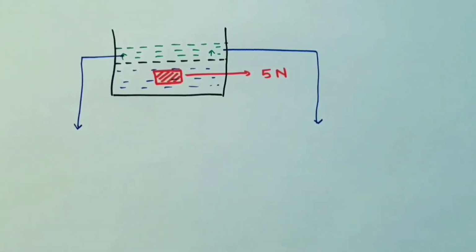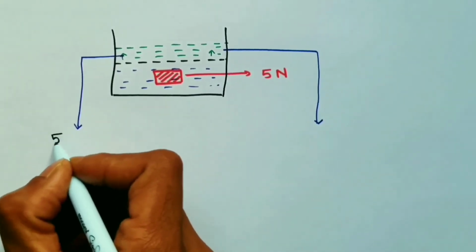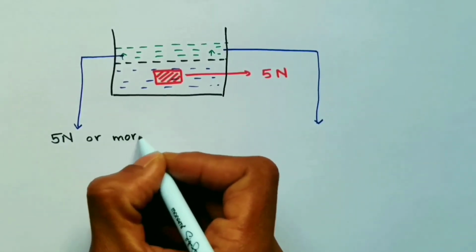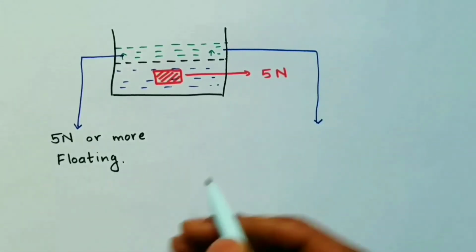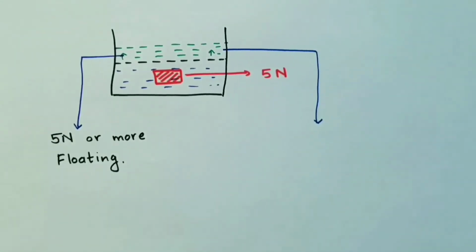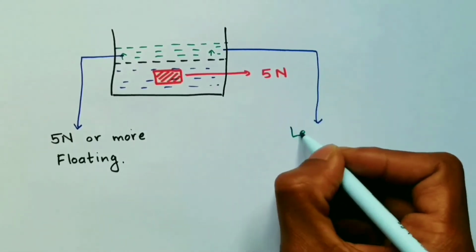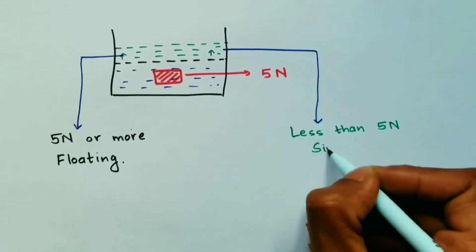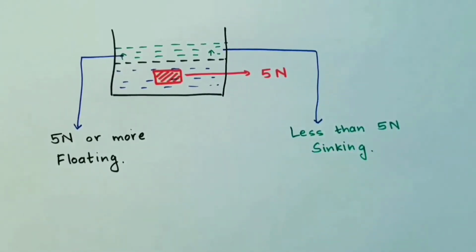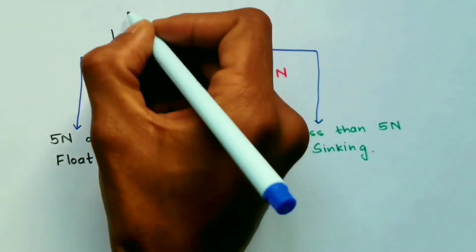The weight of displaced water can be 5 Newton or more than 5 Newton, in which case the object will float, or it can be less than 5 Newton. If the weight of the displaced water is less than 5 Newton, then it's going to sink in water. So everything depends on the weight of displaced water, not the density.